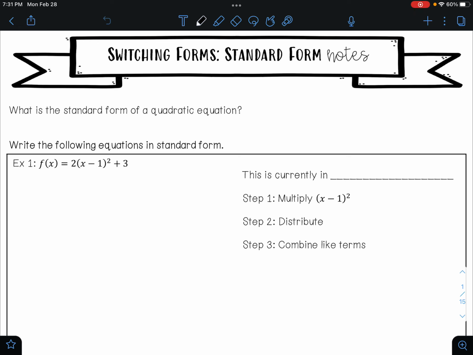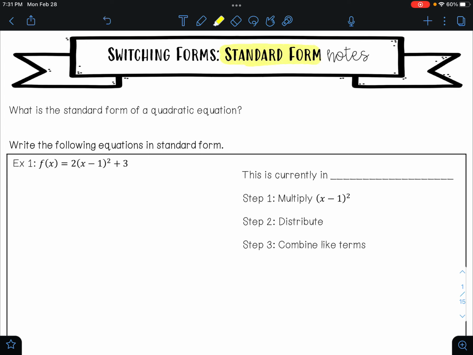In this video, we're going to learn how to switch between different quadratic forms. So we've learned about standard form, vertex form, and factored form, and now we're going to learn how to switch in between them. In this video, we're going to talk about switching into standard form.